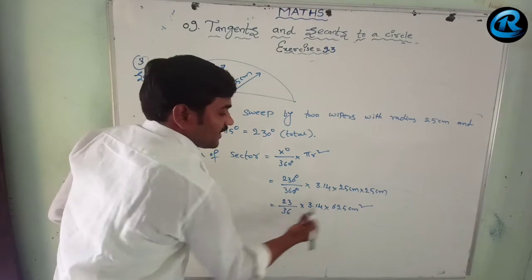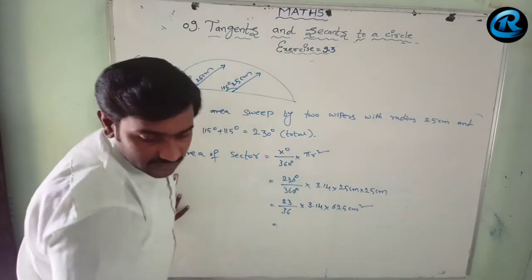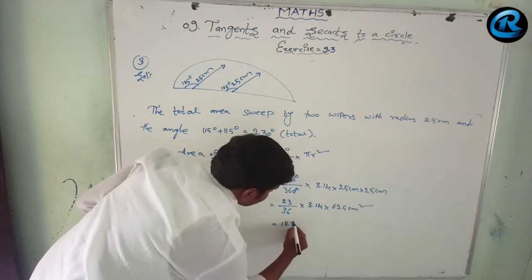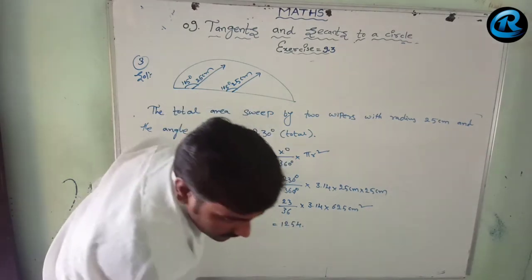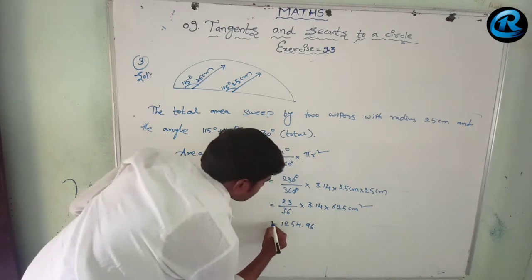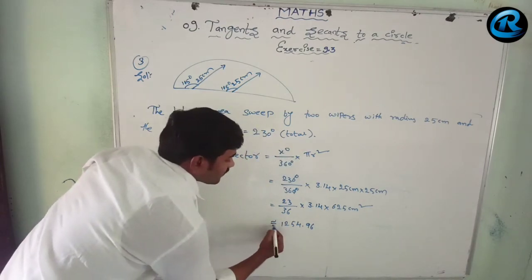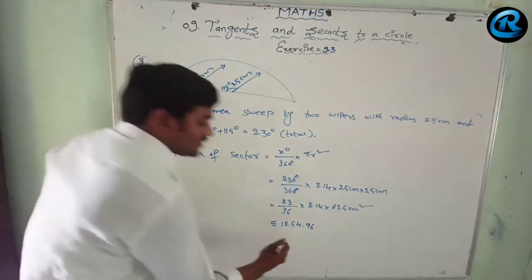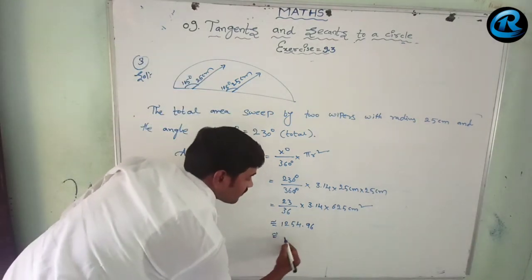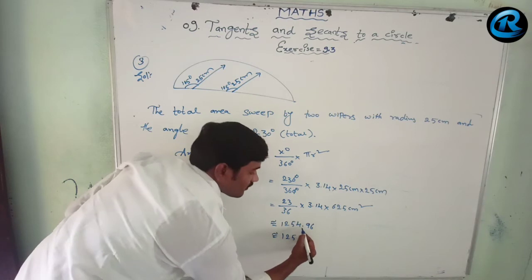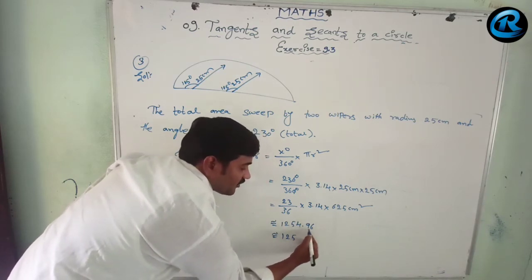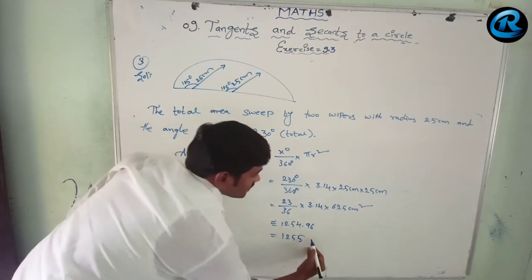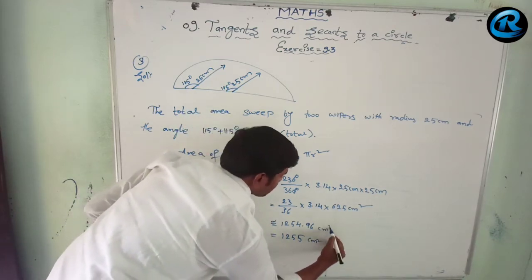Divide this by 36 and simplify. At last you will get the simplification 1254.96. When you cancel all this, you get 0.96. This is approximately equal to 1254.9, that is 54.9, and 55 is equal, so this will be equal to this in centimeters square.